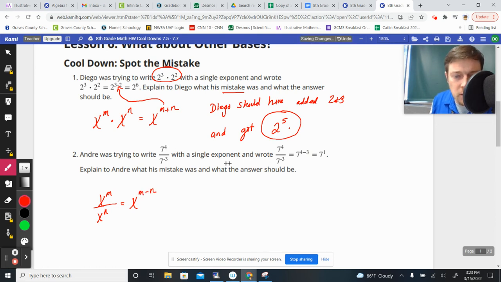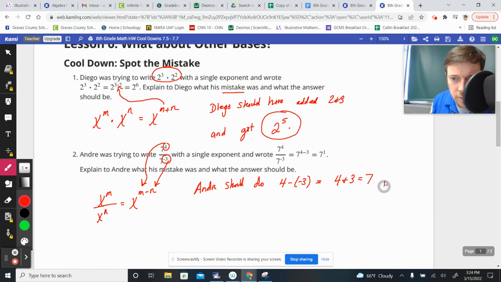But here's the problem with Andre. He should have been plugging in 4 for m and plugging in negative 3 for n. All right? He just did 4 minus 3. This should have been 4 minus negative 3. Okay, so Andre should do 4 minus negative 3, which is equal to 4 plus 3, which equals 7 for the exponent.